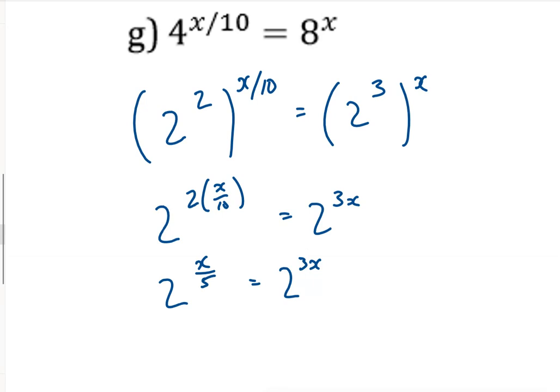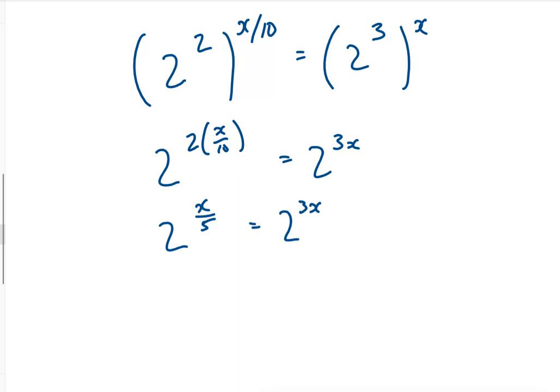So 2 to the 2 and 2 to the 3. And then I multiplied the exponents on the left side. 2 times x over 10. And if you wrote 2x over 10, that'd be fine. You'd still be able to solve this question. But I simplified to get x over 5 equals 2 to the 3x. Therefore, x over 5 equals 3x.